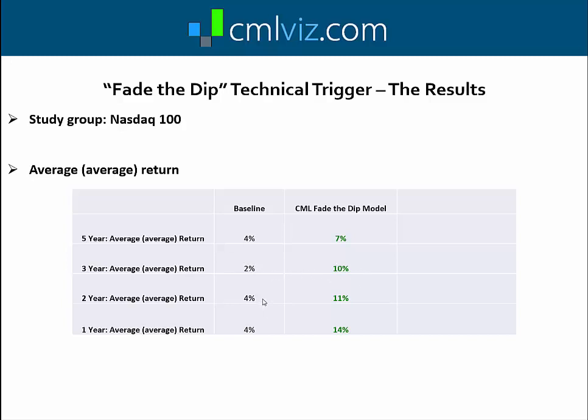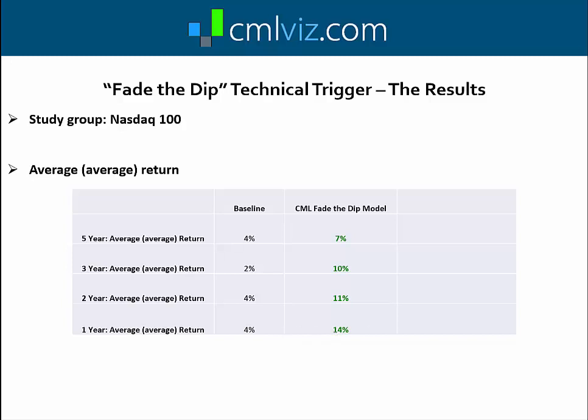The 2-year average return for selling a 40 delta, 30 delta put spread with no technical specificity returned 4%, where the fade the dip model returned 3 times that. And finally, over the last year, simply selling an out of the money put spread every 30 days in the NASDAQ 100 constituents returned 4%, whereas using the fade the dip model, that return nearly quadruples.